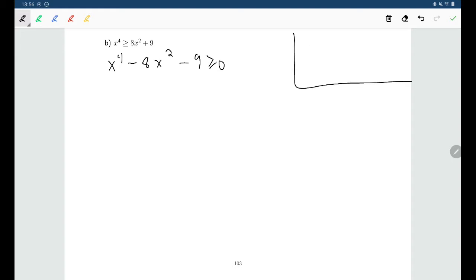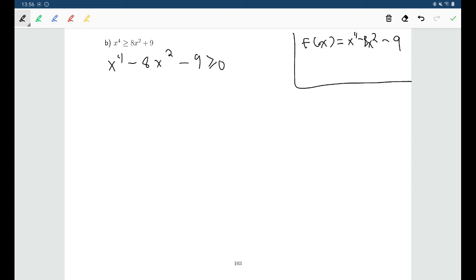And so for this one, my function f of x that I'm talking about here would be x to the 4 minus 8x squared minus 9. And we're interested in where this is greater than or equal to 0. So the first thing that we would have to do is factor this out.